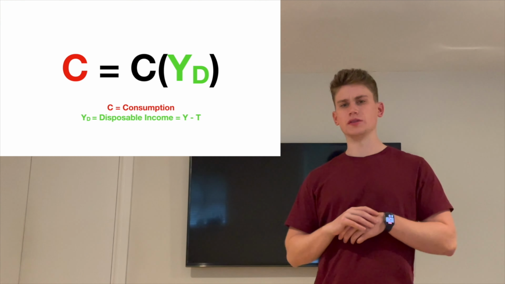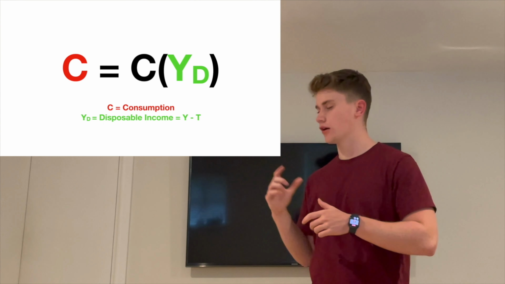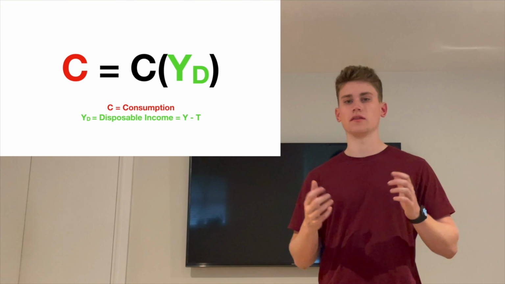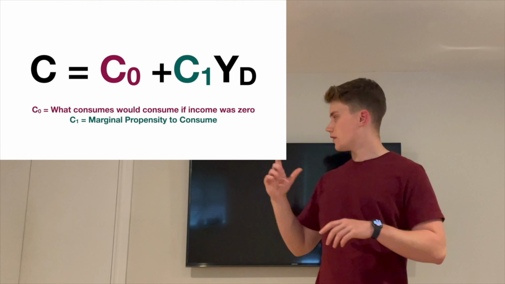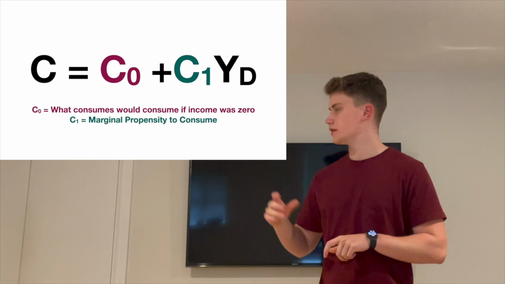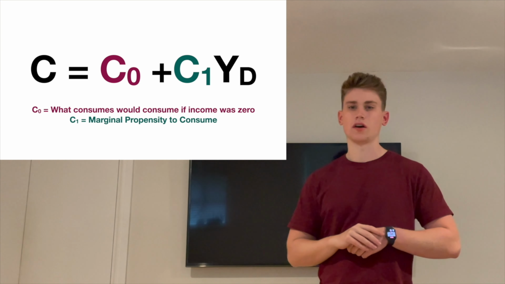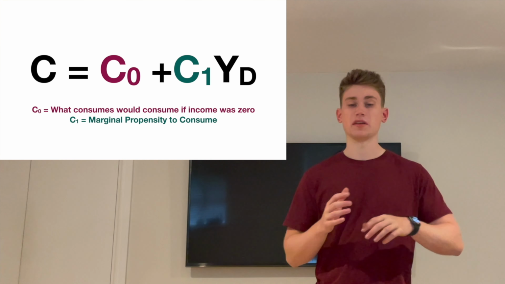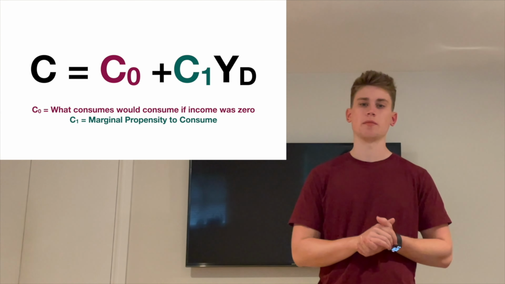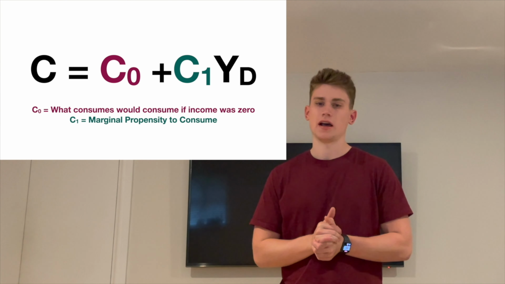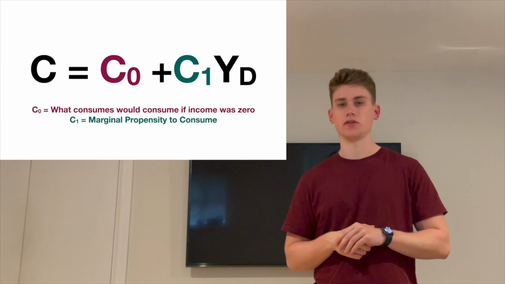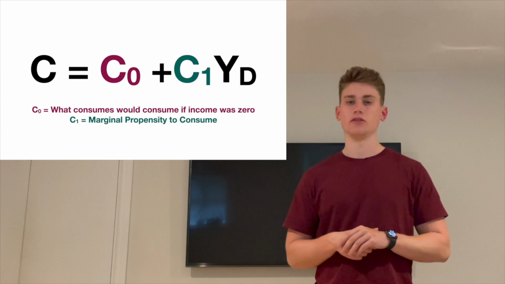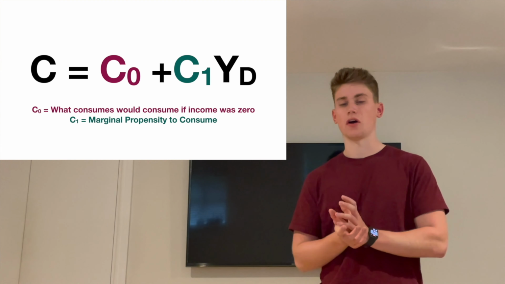The C part of this equation is consumption, and disposable income is a function of it. Disposable income is the amount that we can spend after taxation. C, therefore, can also be written as C0 plus C1 times YD. What all that means is C0 is what we consume if we had no income at all. So what do we have to spend money on? Necessities, really. And C1 is our marginal propensity to consume. So you times that by the amount that we are actually able to spend, and then you get the amount of consumption that we have as a whole.